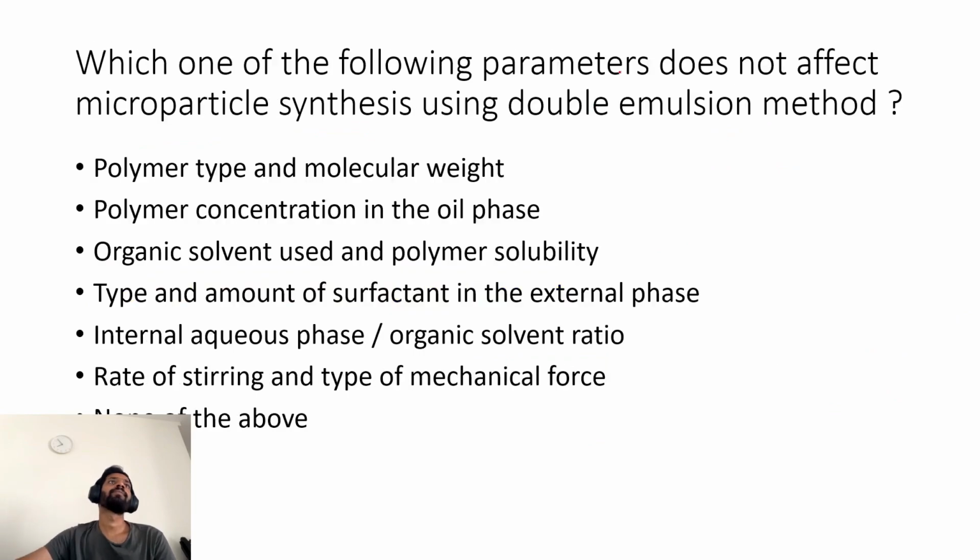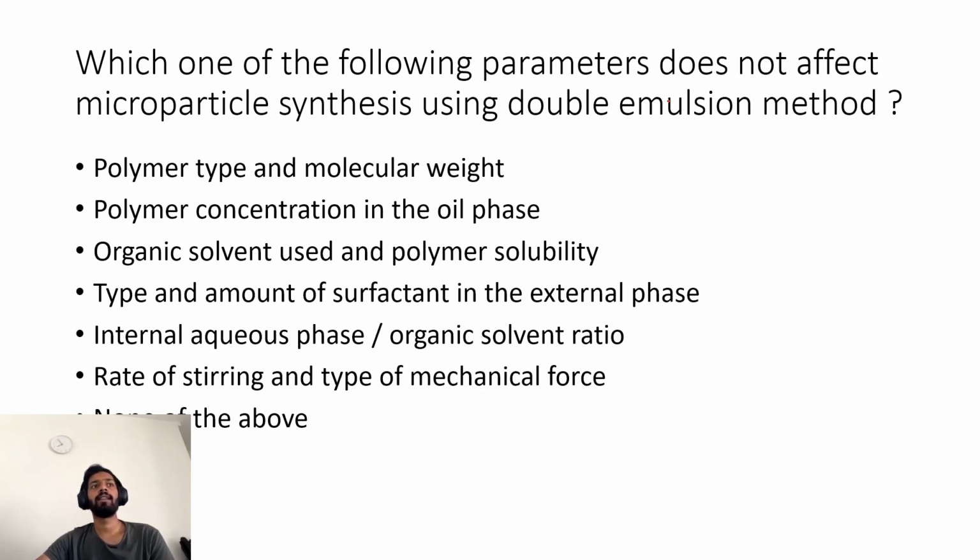Okay. So which one of the following parameters does not affect microparticle synthesis using the double emulsion method? Polymer type and molecular weight, polymer concentration in the oil phase, organic solvent used in polymer solubility, the type and amount of surfactant in the external phase, internal aqueous phase to organic solvent ratio, rate of stirring and type of mechanical force, or none of the above?